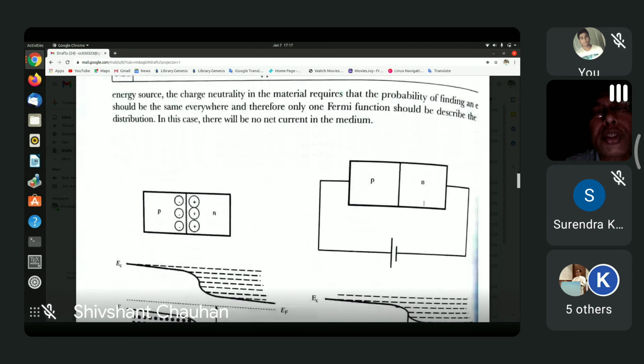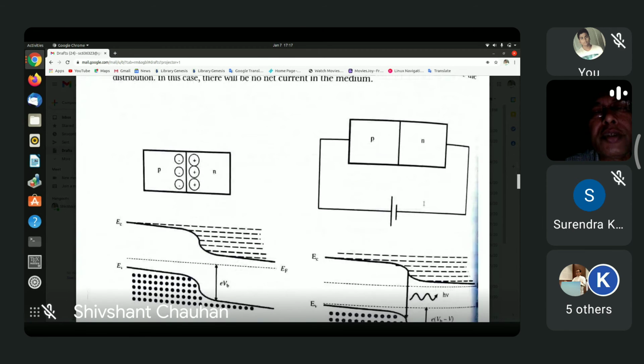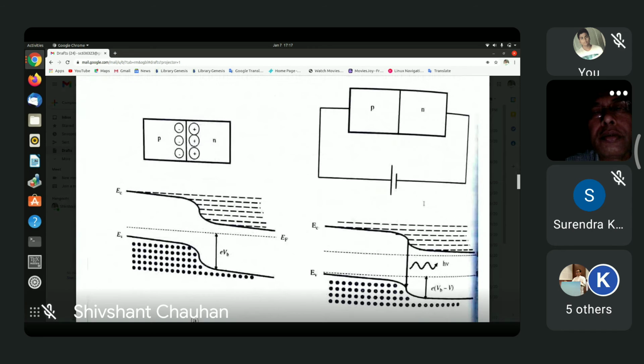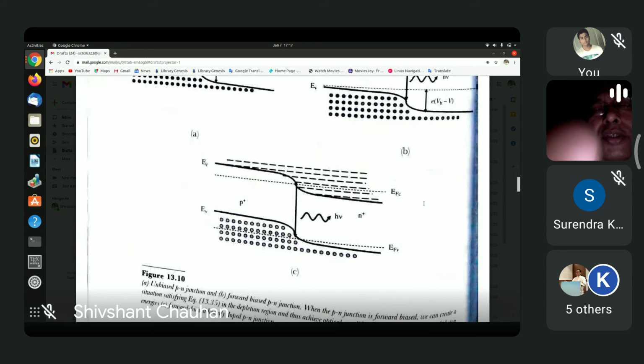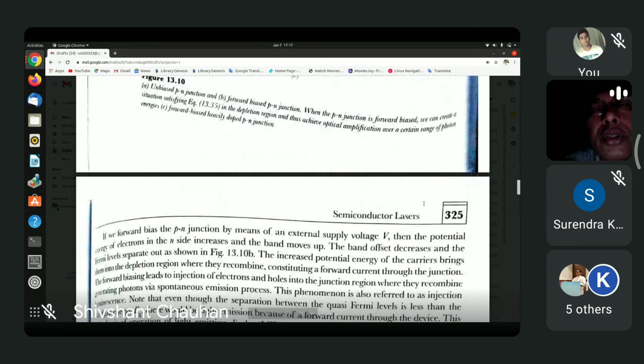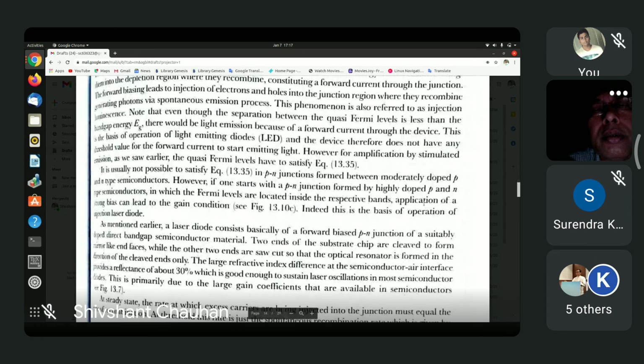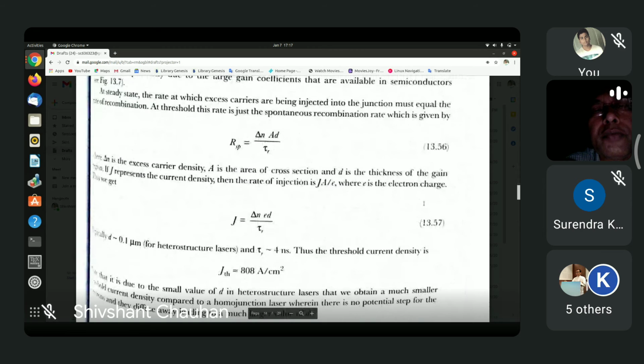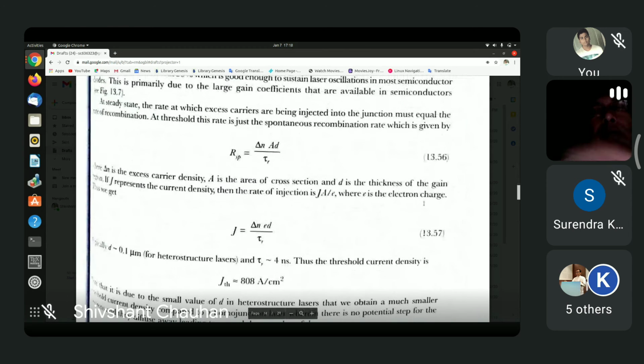Yeah, here they are showing the energy level diagrams. So let us move down. We have already covered that. Okay, we have already covered this from another book. So let us move down. Move down here. Stop. Okay.